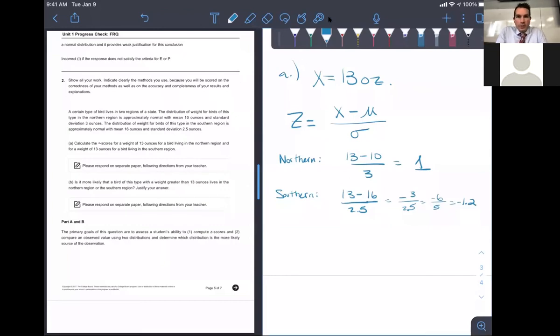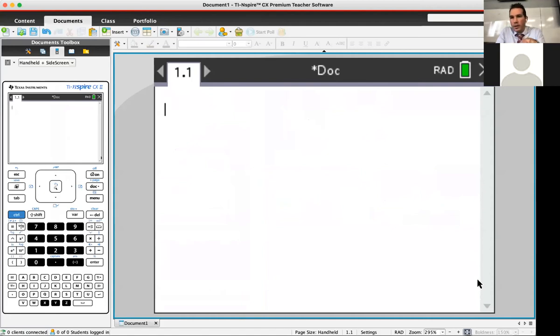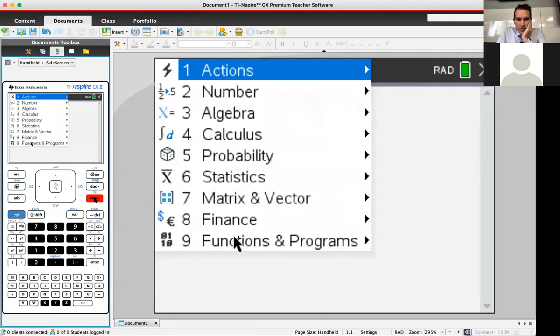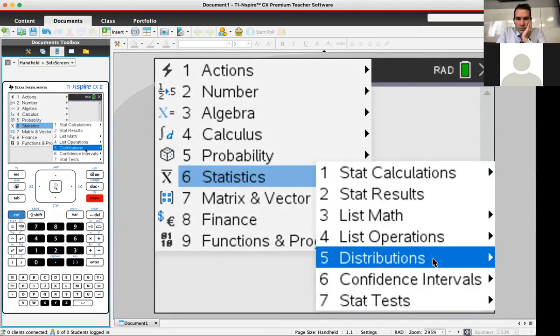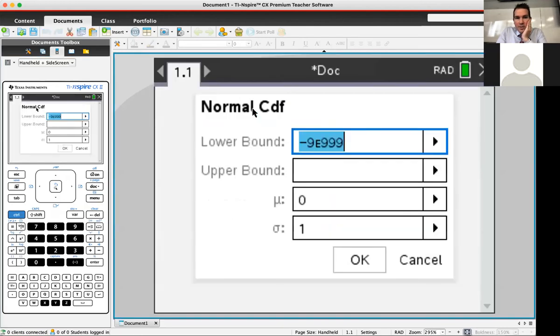But let's actually do the calculation. So I'll switch my screen and share with you my calculator. So this goes to how do we calculate the area under the curve? In this case, we have z-scores. So if I do distributions, I want a normal CDF. So I'm going to first do the southern bird. So I have a negative 1.2. Mean is 0, standard deviation is 1. Because I have a z-score, I don't have to retype in the values, or I could take the values and it would do it for me.